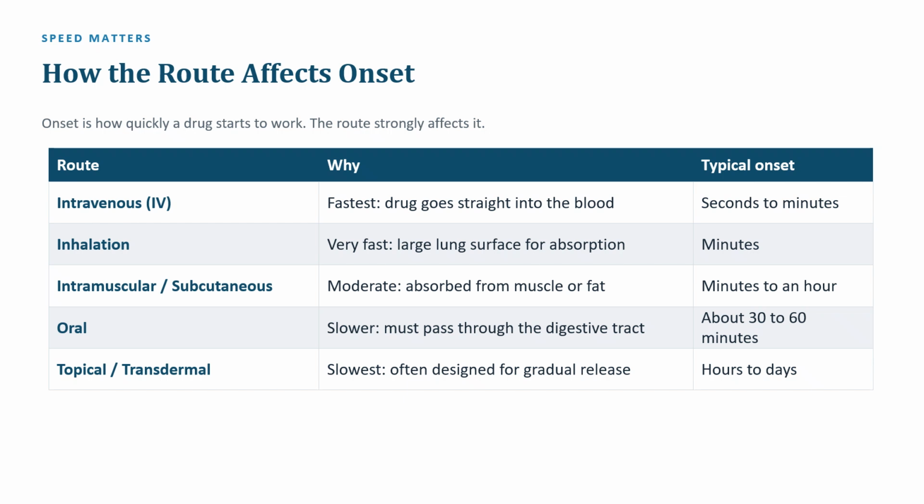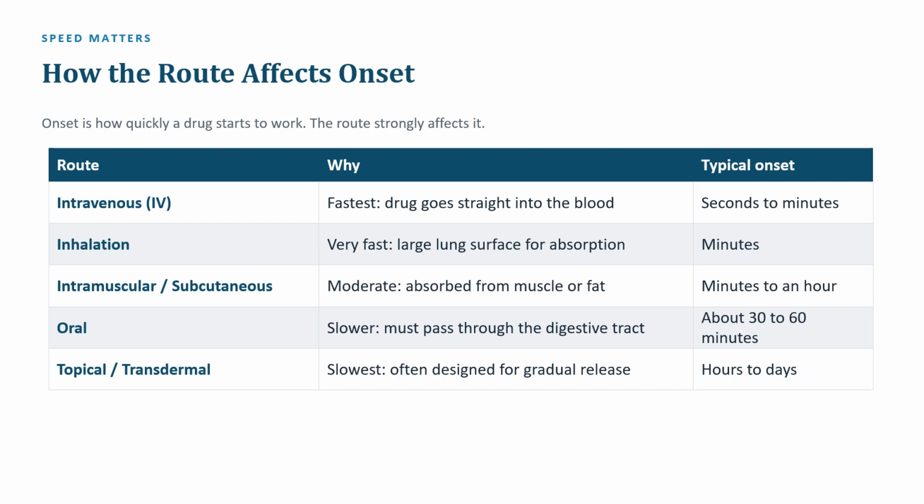Oral is slower, generally around 30 to 60 minutes, because the drug must travel through the digestive tract and be absorbed before it reaches the blood. Topical or transdermal routes are usually the slowest, often by design, releasing drug gradually over hours or even days, like a patch that lasts 3 days.